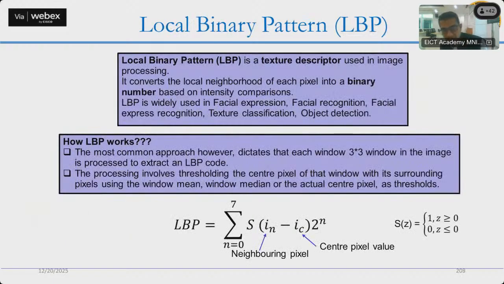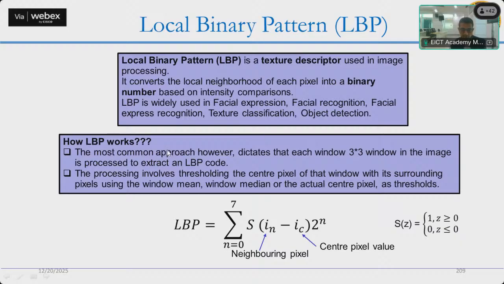So now we come to part C, local binary pattern. Local binary pattern is basically a texture descriptor that is used in image processing. It converts the local neighborhood of each pixel into a binary number based on intensity comparison. That is why it is called local binary, because finally it converts into a binary number. LBP is used in facial recognition, facial expression recognition, texture classification, object detection.